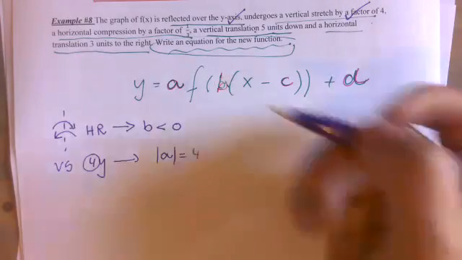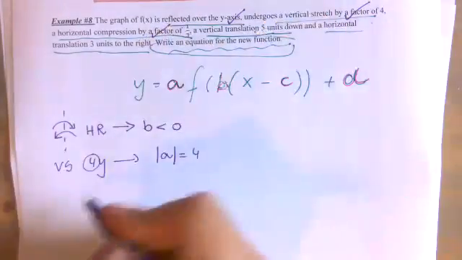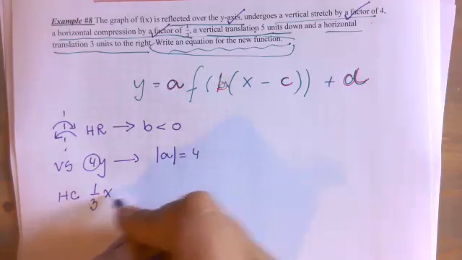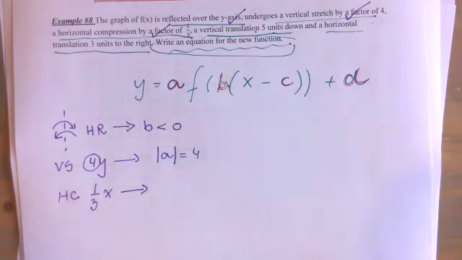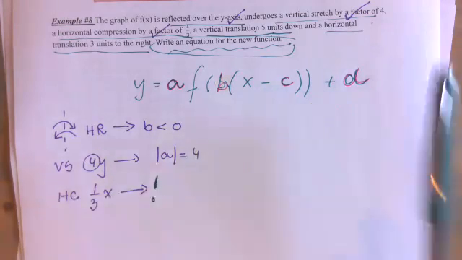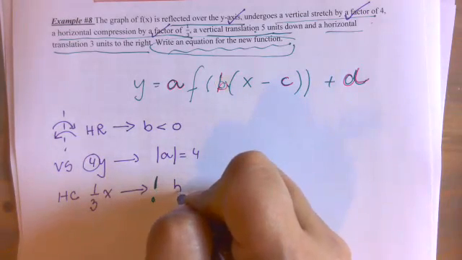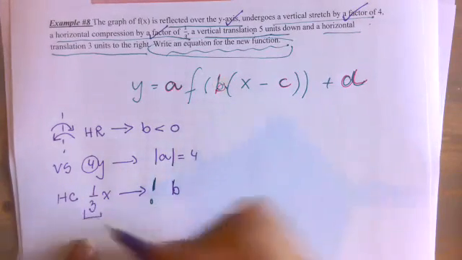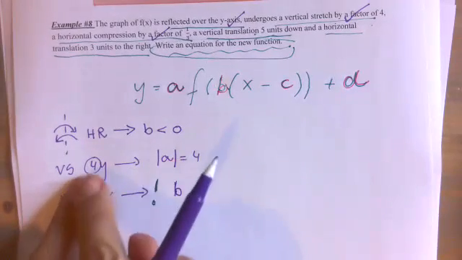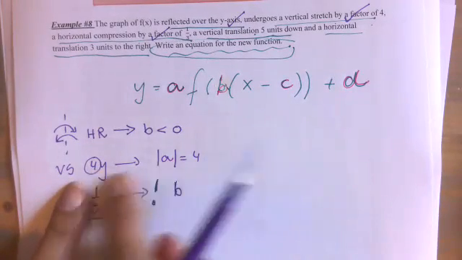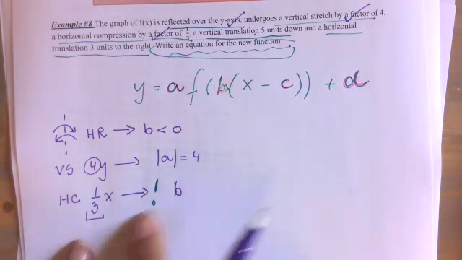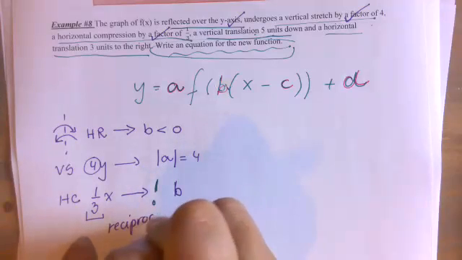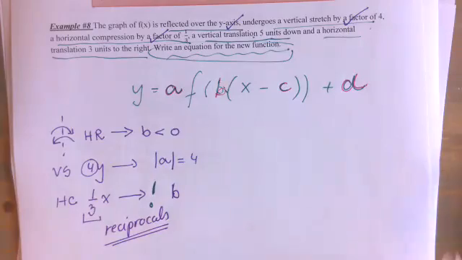And then we have a horizontal compression by a factor of 1/3, so horizontal compression by a factor of 1/3 times x. Now this one, you've got to pay attention. When you put it into the equation of your transformations, B and the factor are not the same. Here, A and the factor by which we apply the transformation are the same. But here they're not the same. What's the relationship between them? They are reciprocals of one another.